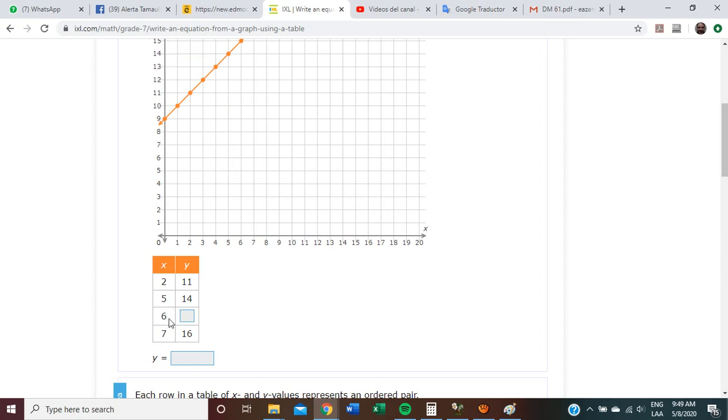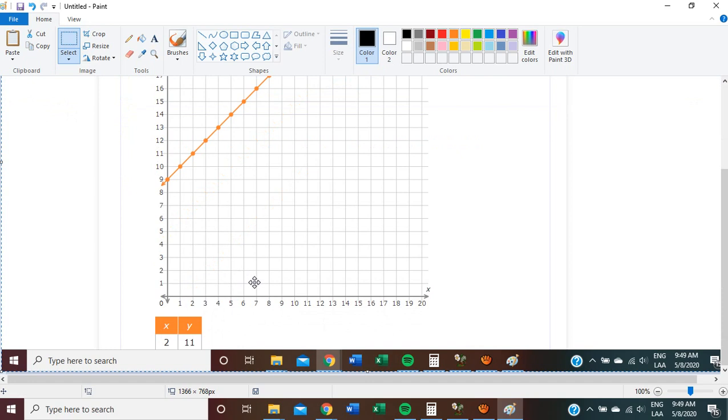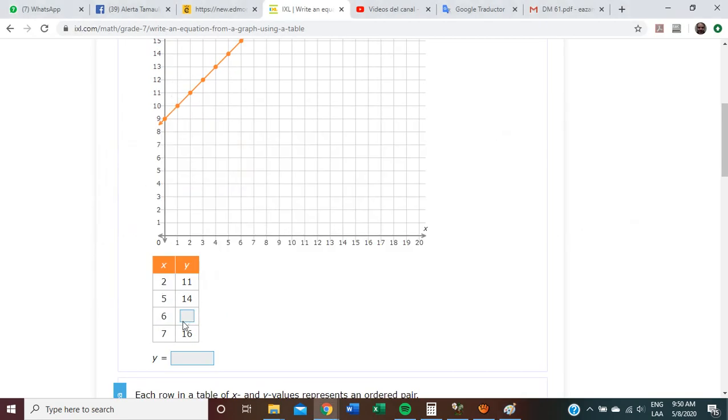When x equals 6, that is our question. When x equals 6, what is the value of y? So we just follow the line right here. Okay, so the answer is 15, right?